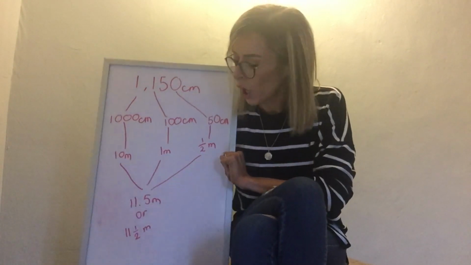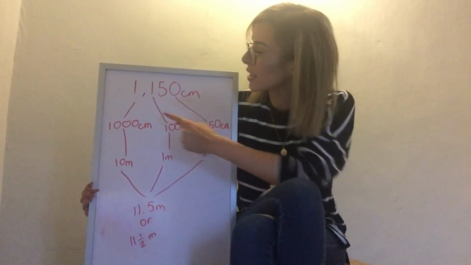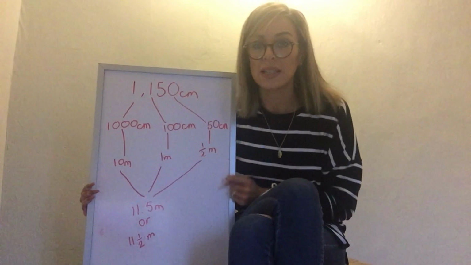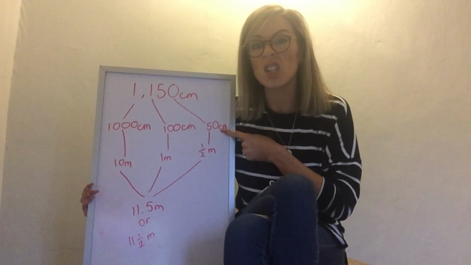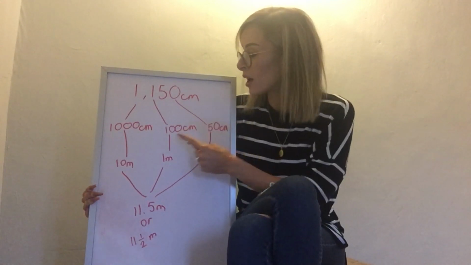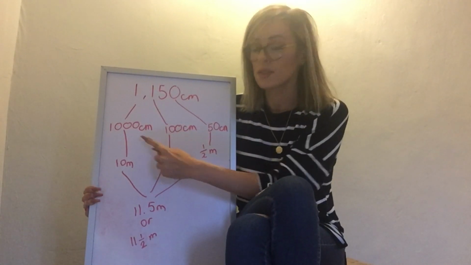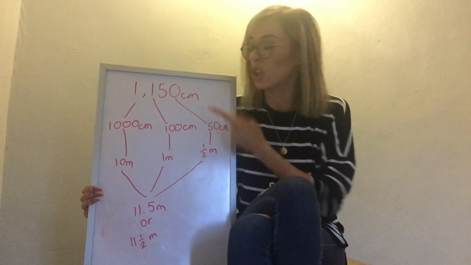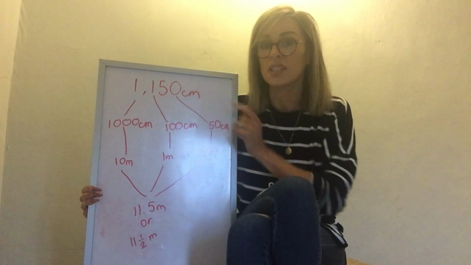Okay, so as you can see, I started with my 1,150 centimetres. And I did my partitioning. I split it up into easier numbers. So here I split it up into thousands, hundreds and tens. I don't have any units here. My units column is empty.